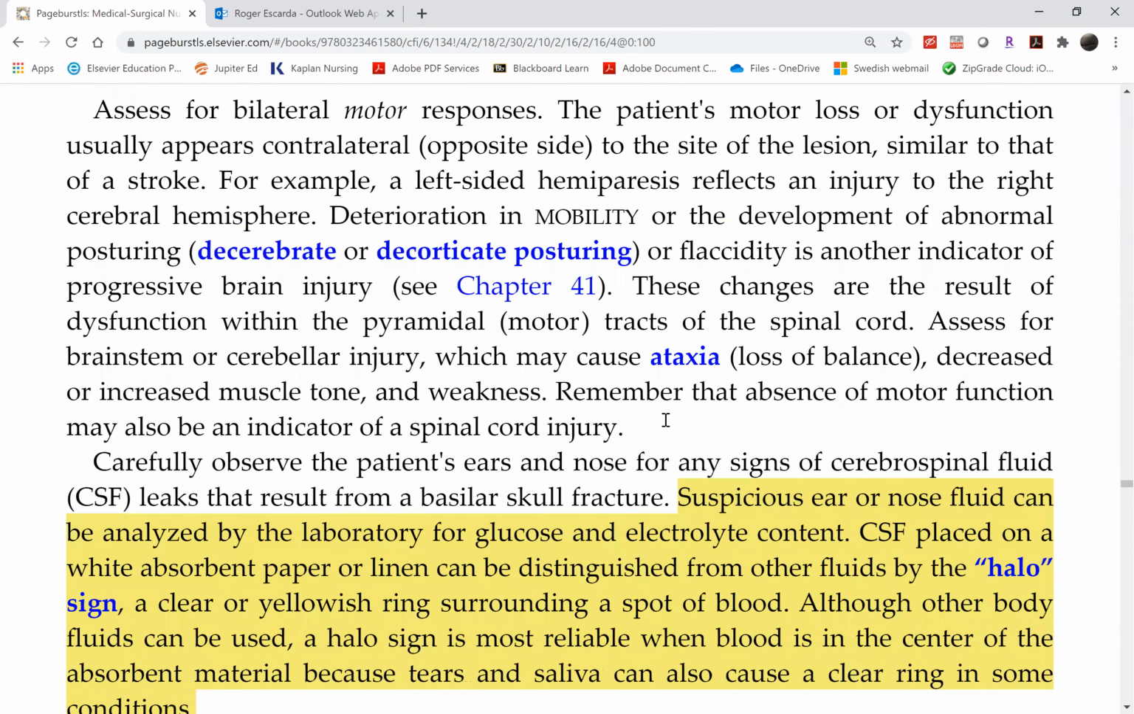All right, we have 2 posturings here. This is also in regards specifically to Glasgow Coma Scale scoring as far as motor responses. They are scored a 3 and a 2 respectively. The decorticate posturing, which is abnormal flexion, has a score of 3, whereas the decerebrate has a score of 2. So between the 2, the decerebrate posturing has a poorer prognosis compared to the decorticate.